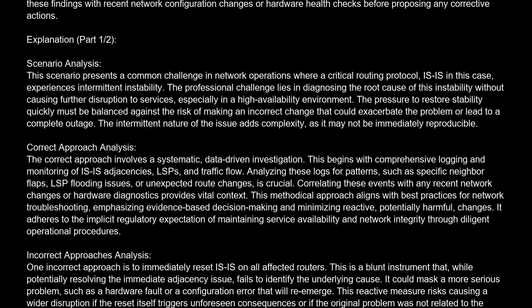Incorrect approaches analysis. One incorrect approach is to immediately reset IS-IS on all affected routers. This is a blunt instrument that, while potentially resolving the immediate adjacency issue, fails to identify the underlying cause. It could mask a more serious problem, such as a hardware fault or a configuration error that will re-emerge. This reactive measure risks causing a wider disruption if the reset itself triggers unforeseen consequences, or if the original problem was not related to the IS-IS process itself.